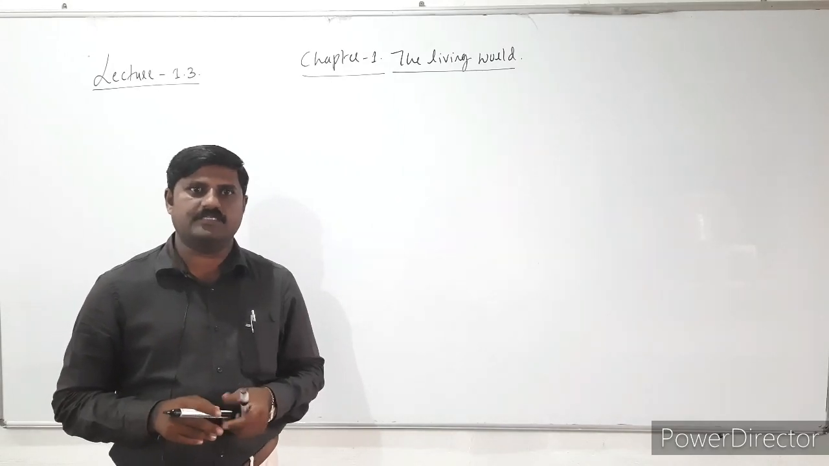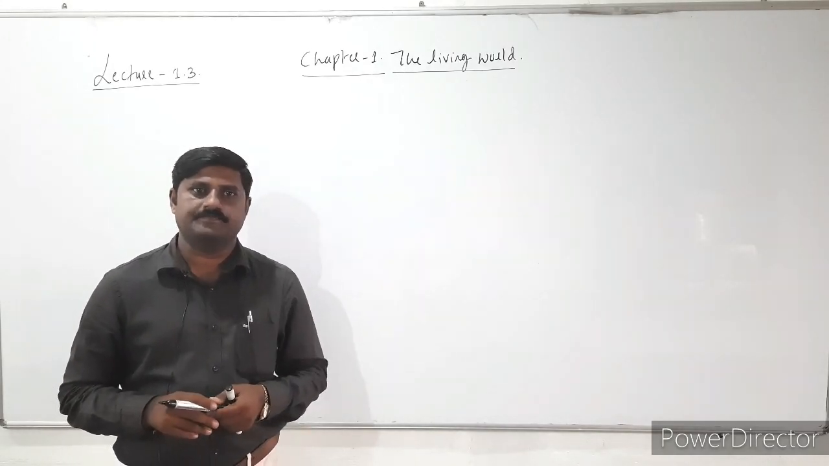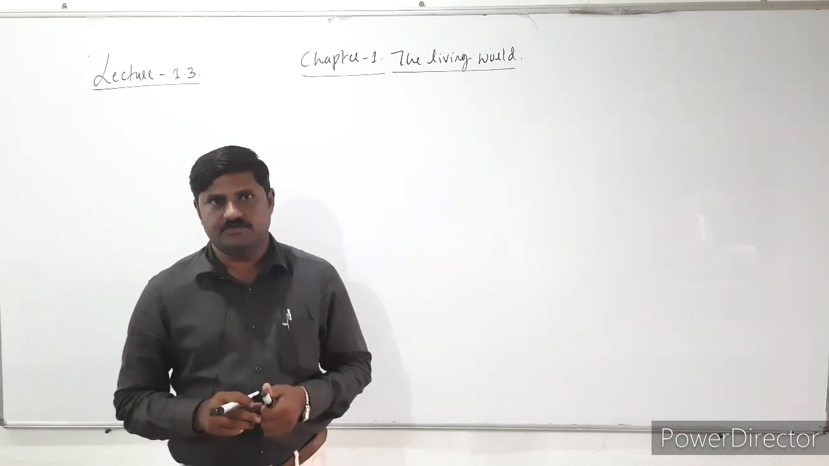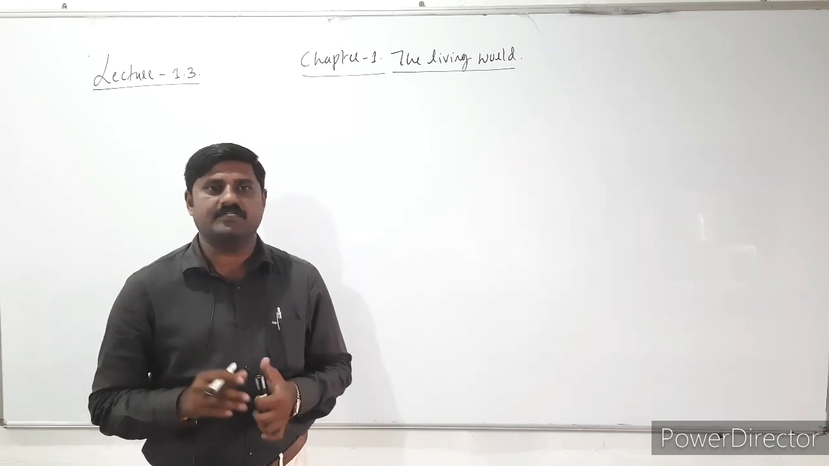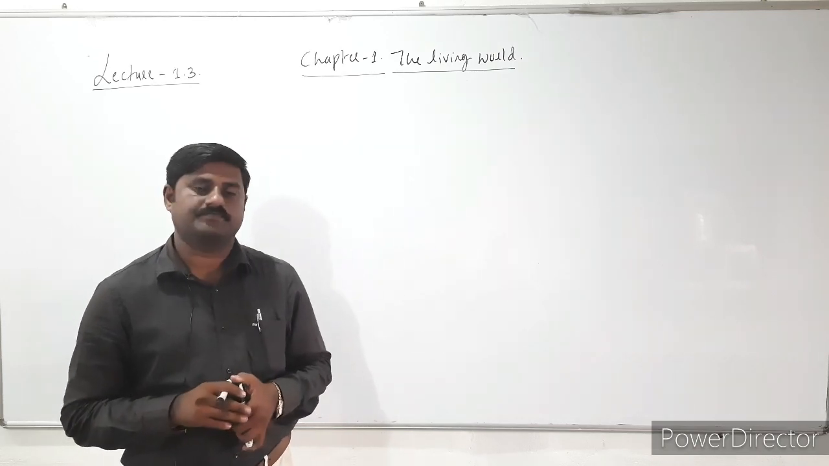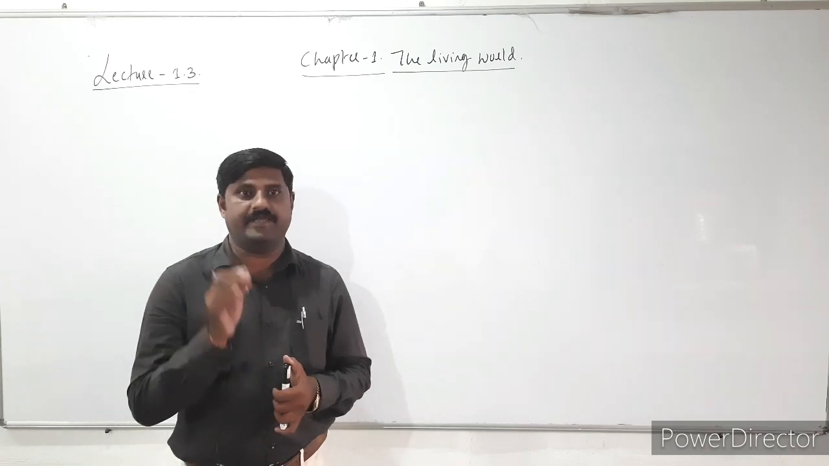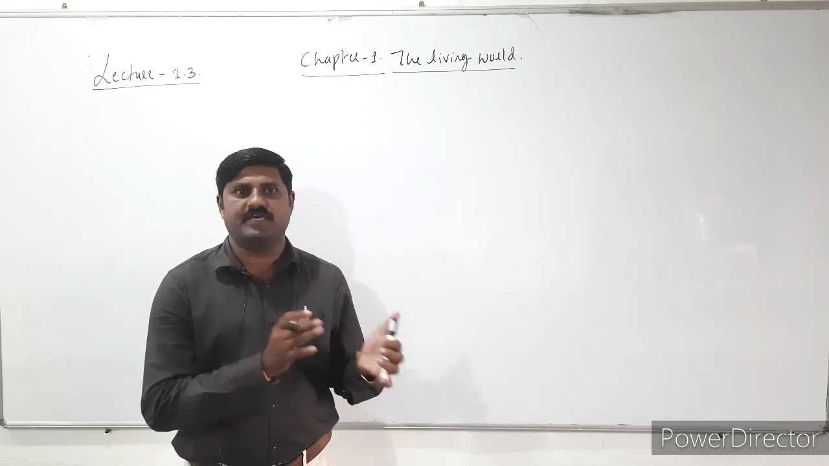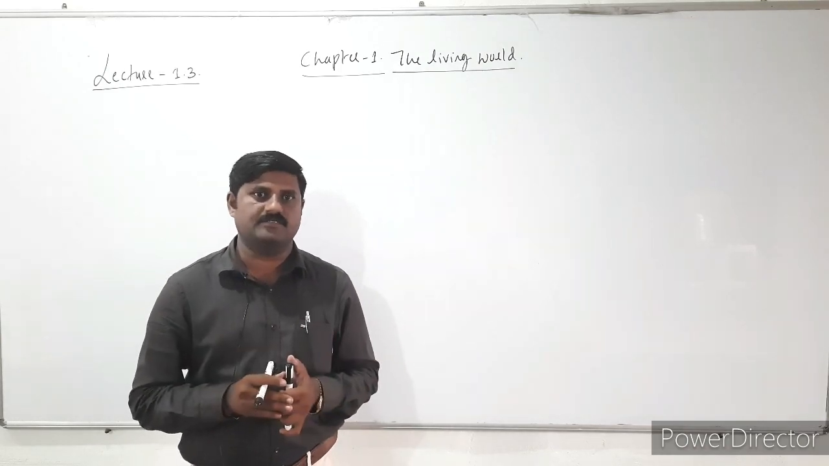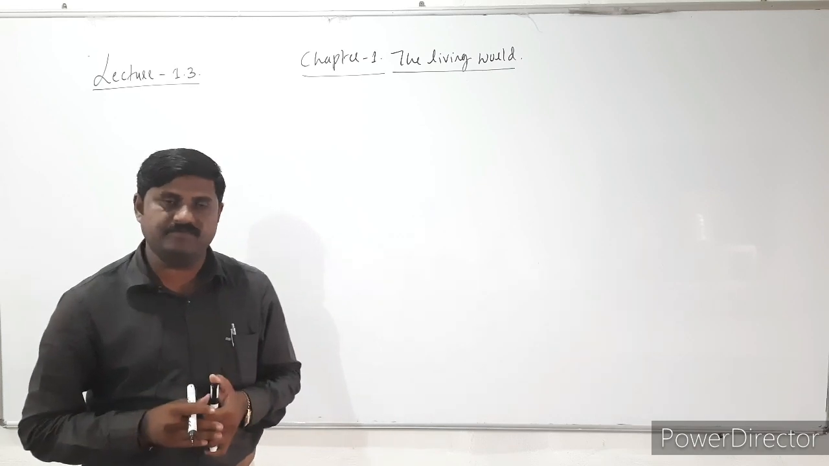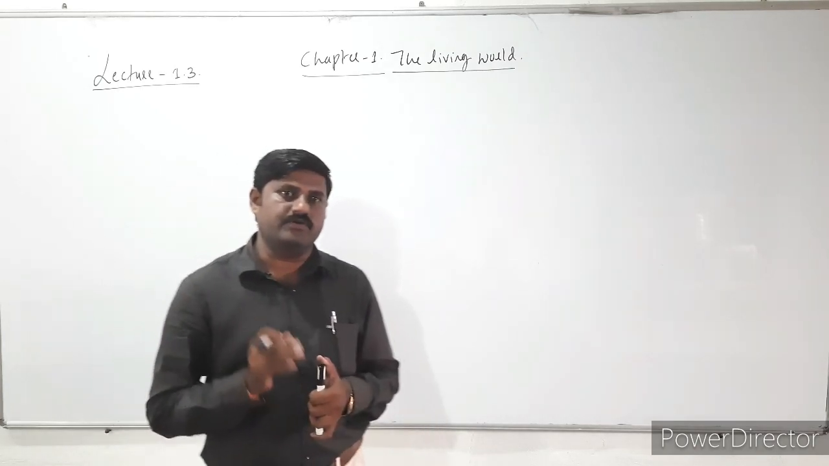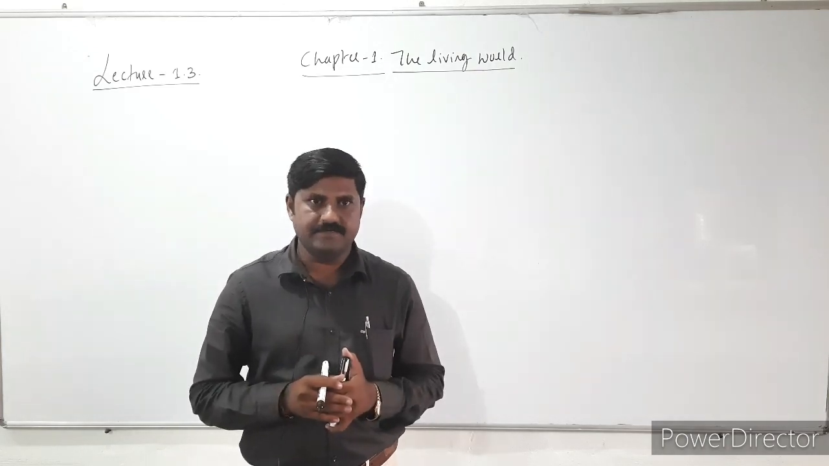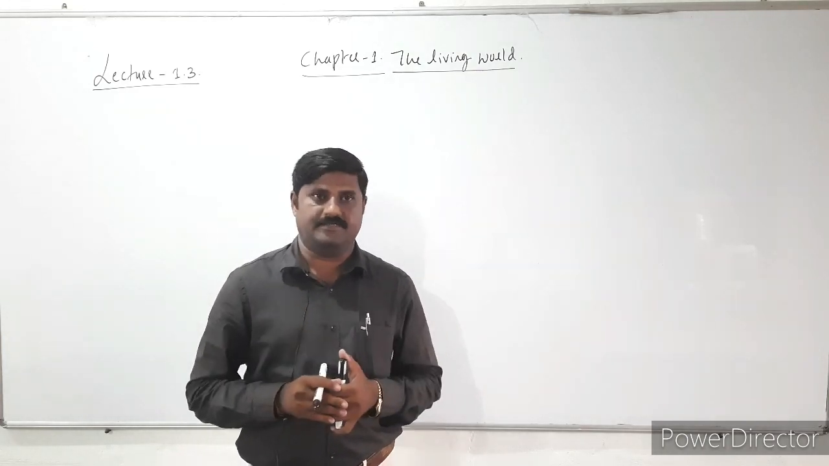Dear students, in the last class we were discussing the characteristic features of living organisms, and after that we discussed different levels of biological organization, and after it nomenclature, right? Nomenclature we were discussing. There are two types of names, common names as well as scientific names or technical names. So we need to give a scientific name to every organism for its identification, right? So that we were discussing, right?